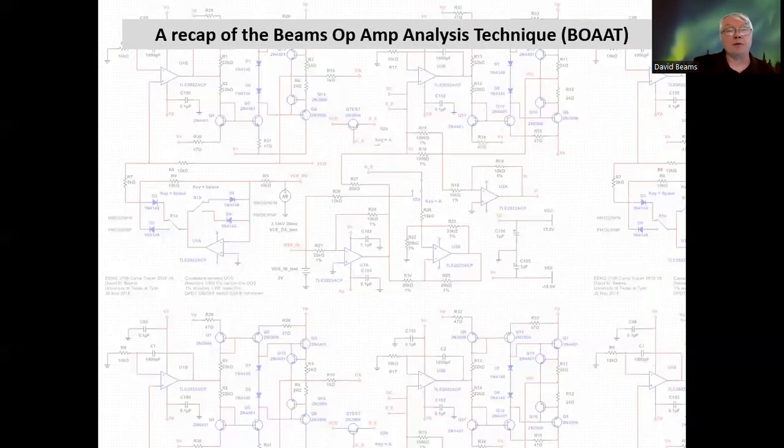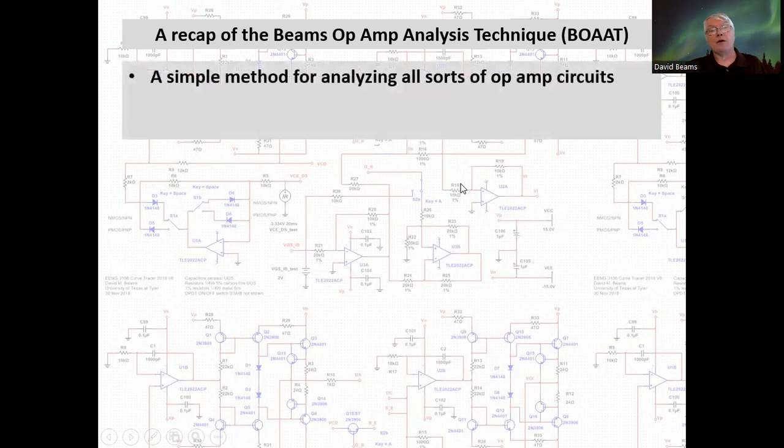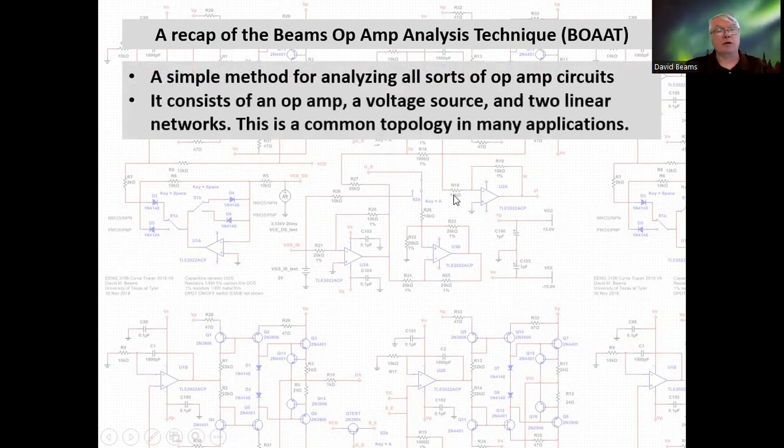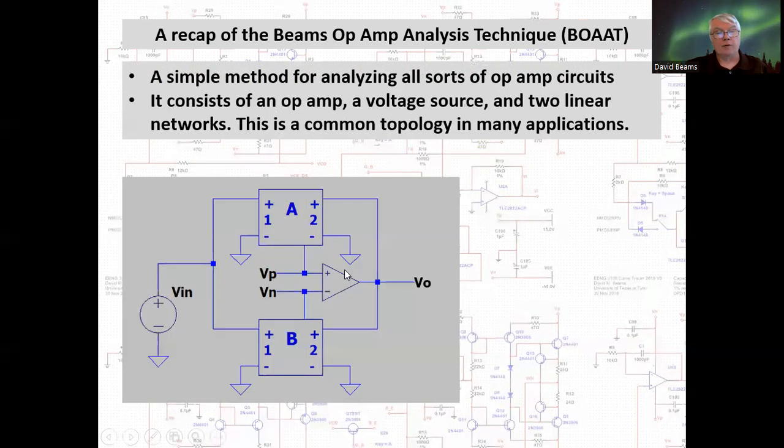Just a recap of the Beams Op-Amp Analysis Technique, which I call BOAAT for short. It's a simple method for analyzing all manner of op-amp circuits consisting of an op-amp, an input voltage source, and two linear networks, network A and B. This is a common topology in many applications.